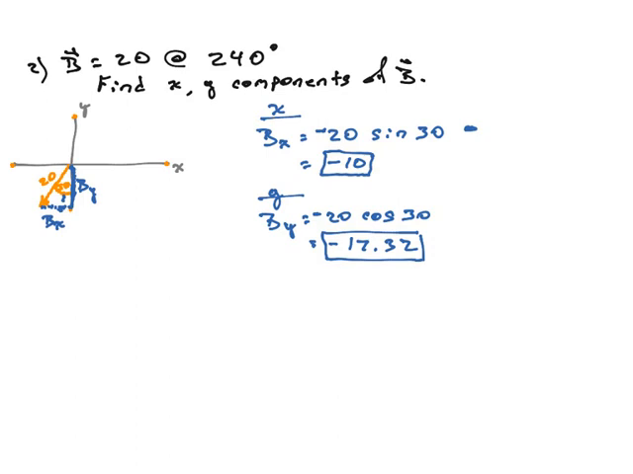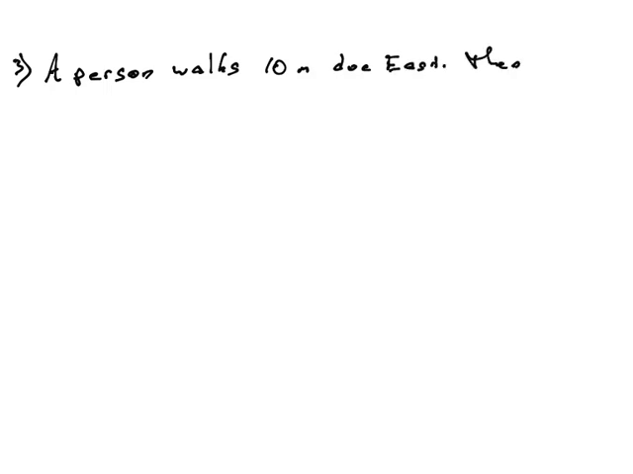All right, so what other kinds of examples should we know how to do? Well, how about one where we're given two vectors and we need to add the two vectors together? So let's try this. Let's say a person walks 10 meters due east, then turns and walks 20 meters due north.